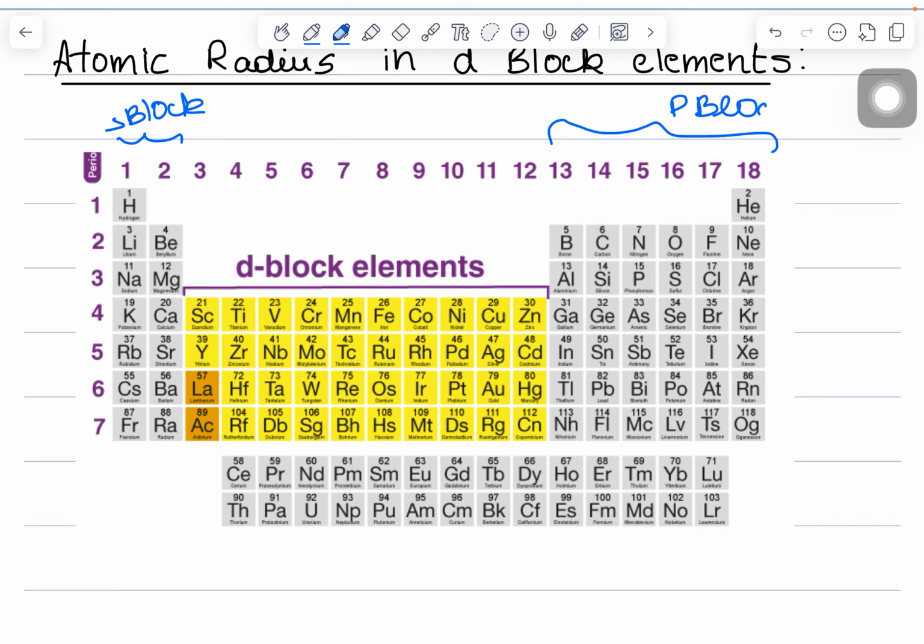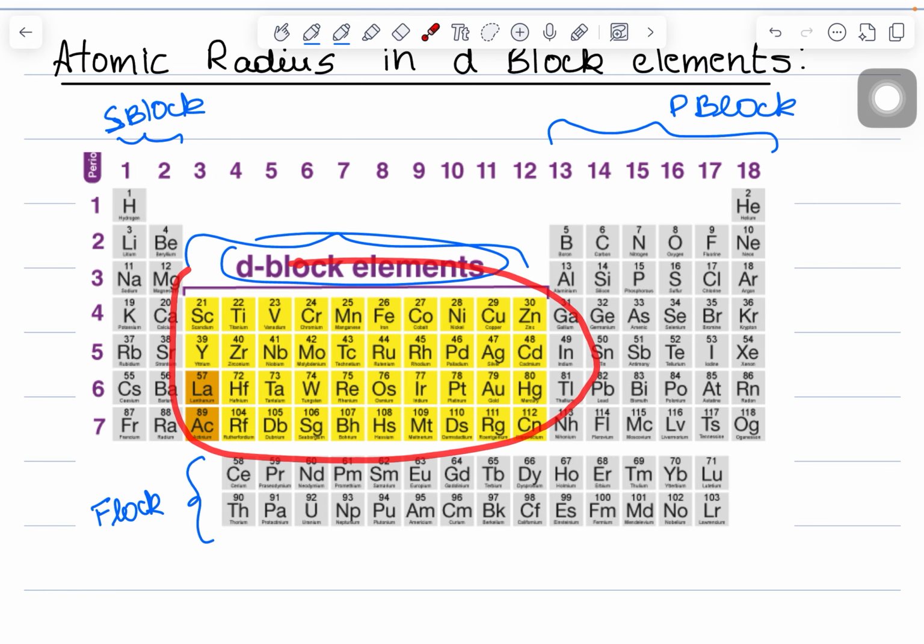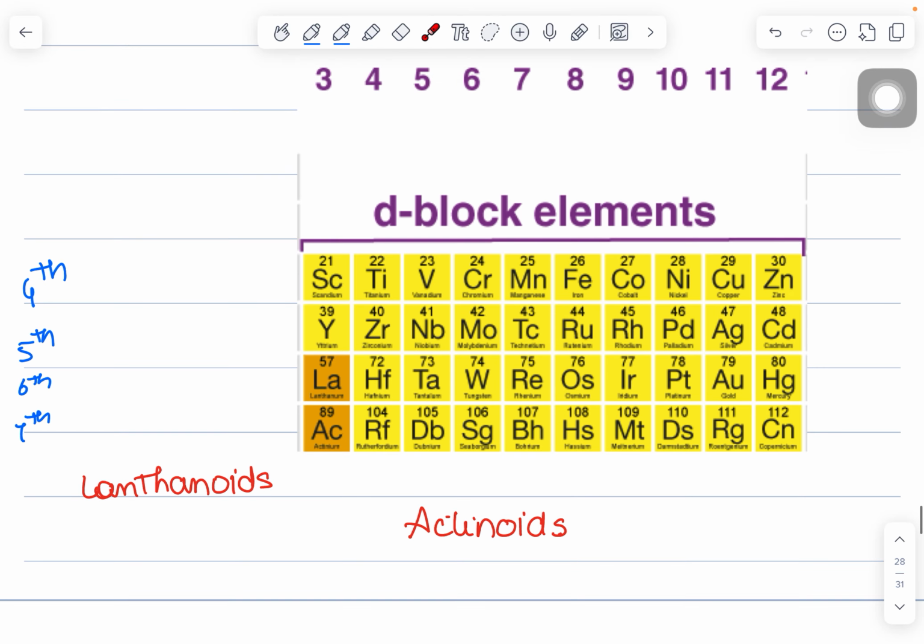And why are they called s block and p block? Because in the electronic configuration, the last electrons are filled in the s orbital, so all these elements are named s block elements. Similarly for the p block. This part is called the f block element, and groups 3 to 12 are called the d block elements. So in this video we will learn the atomic radius in this particular block. This is what I have zoomed.